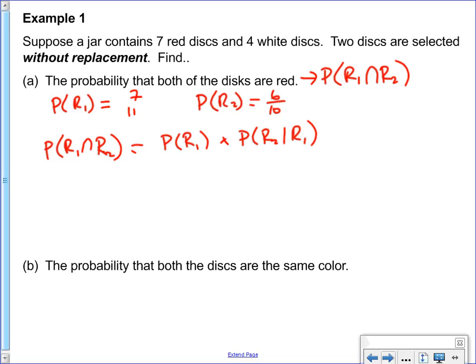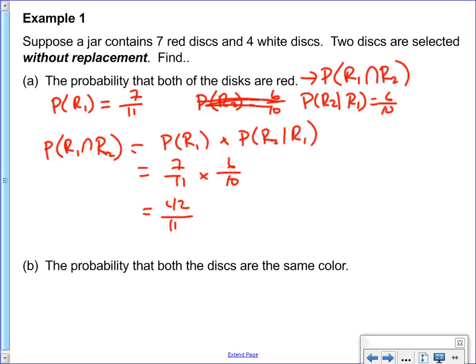Oh, I didn't write this correctly. This is the probability that the second disc was red, given the first disc was red, is 6 out of 10. Yeah, that's where I messed up. So just multiplying it together, that's 7 out of 11 times 6 out of 10, so 42 out of 110, which reduces down to 21 over 55.